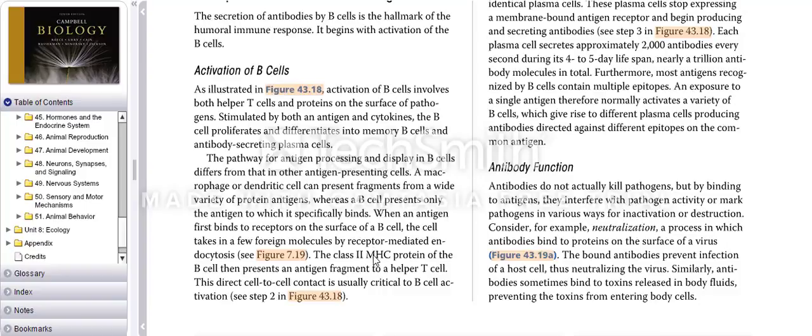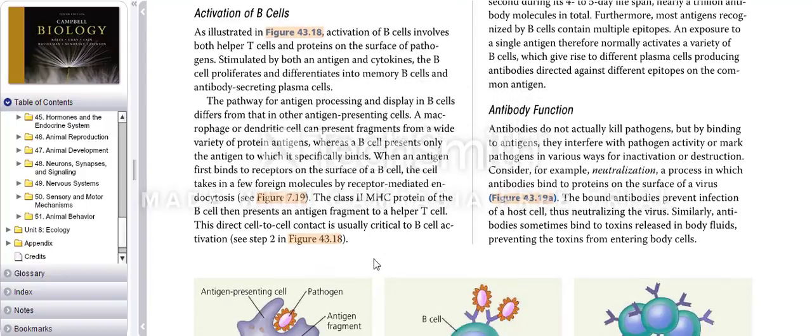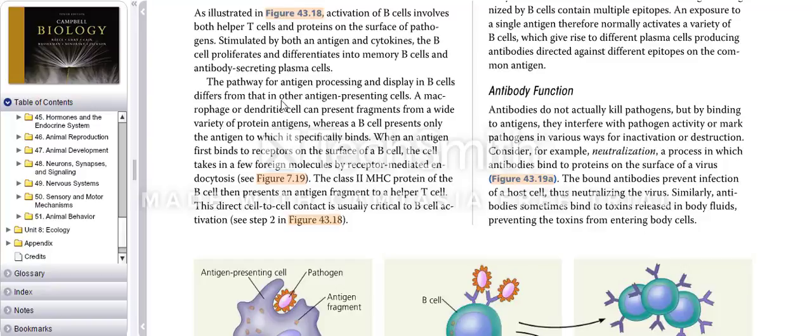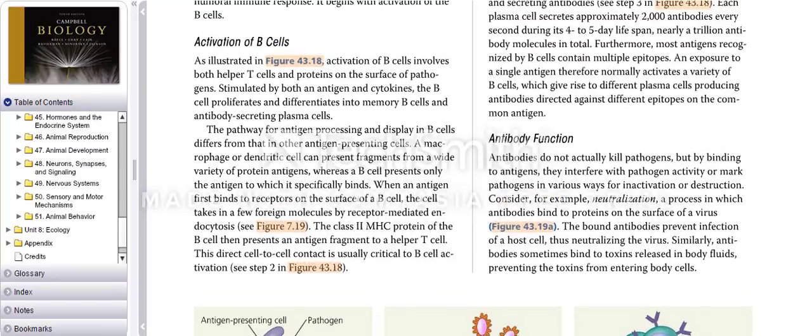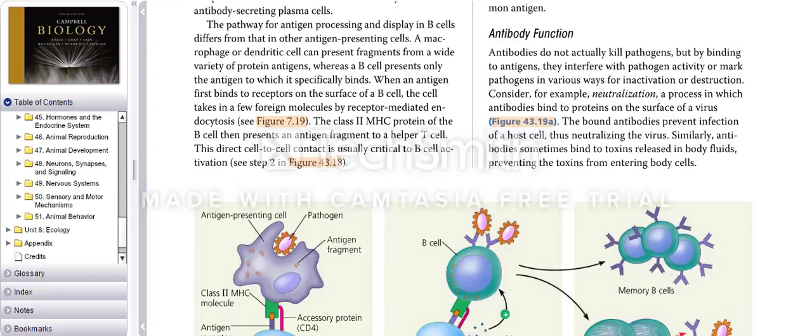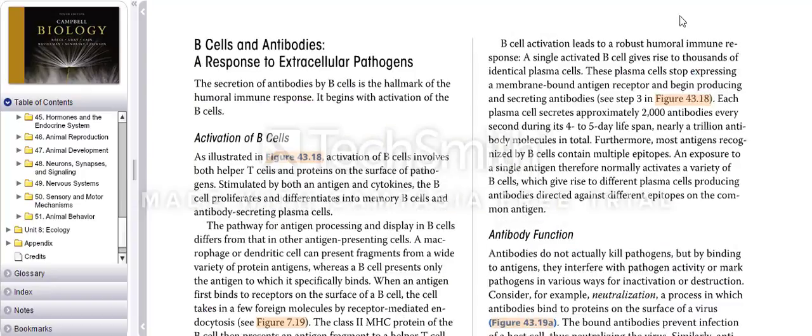and proteins. So here the book just specifies that B cells can only present antigens to which they specifically bind, as opposed to macrophages and dendritic cells that can provide fragments from a wide variety. So we're going to go to the figure now and discuss everything on this side afterwards.